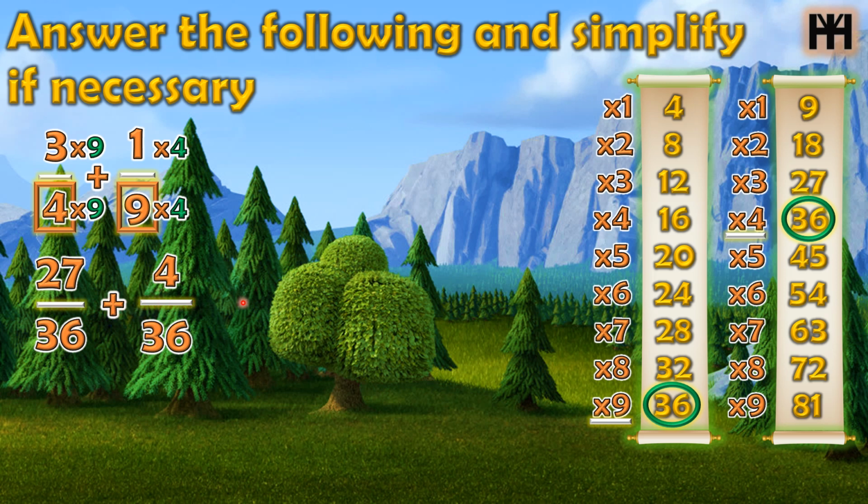So now it's very easy. It's 27 plus 4 over 36. So it's 31 over 36. See? Very easy.